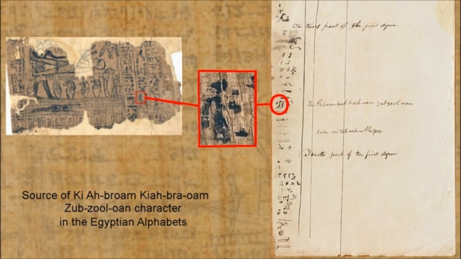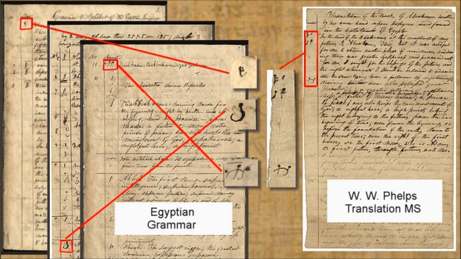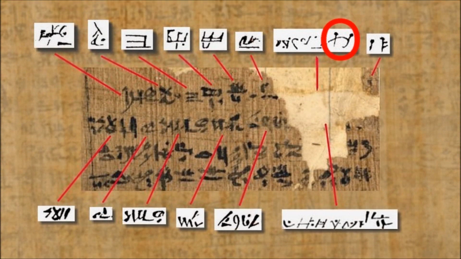These 3 characters appear in the first lecture on grammar in the Gale, and in W. W. Phelps's transcription of the first 3 verses of the Book of Abraham. The implication is that the third character is the first of several characters that fill the lacuna or missing portion of the damaged Papyrus of Hor.